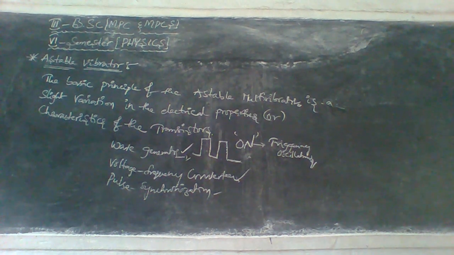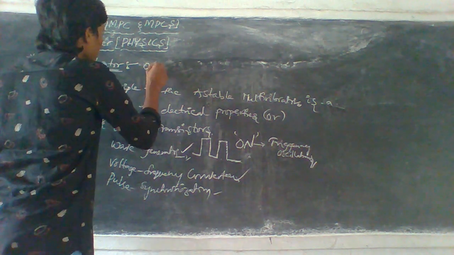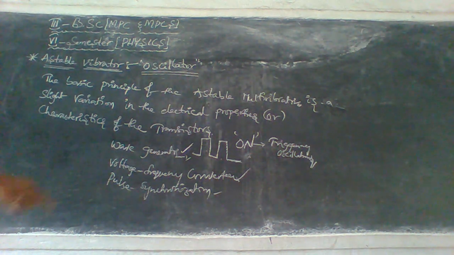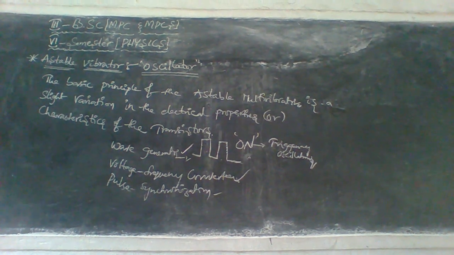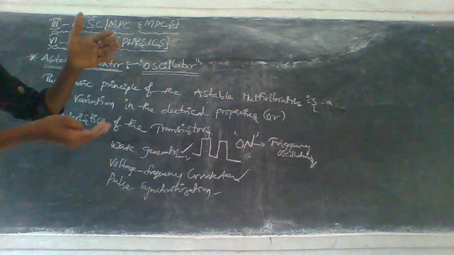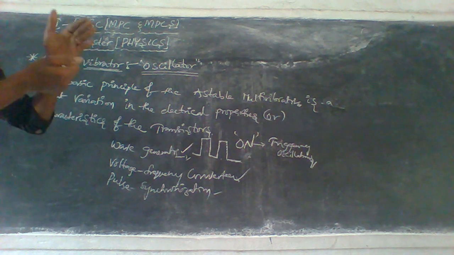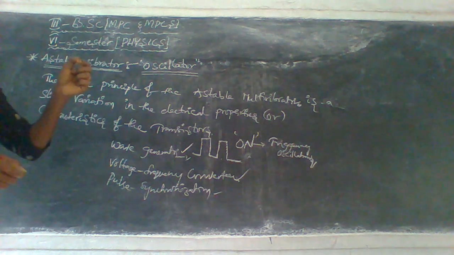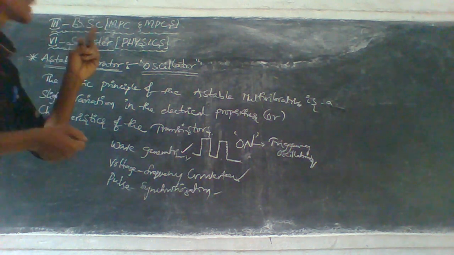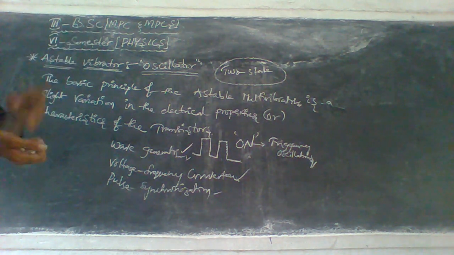The astable multivibrator is also called an oscillator. Astable multivibrators are free running oscillators which oscillate between two states continually, producing two square wave output waveforms.